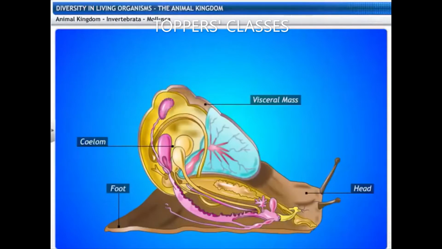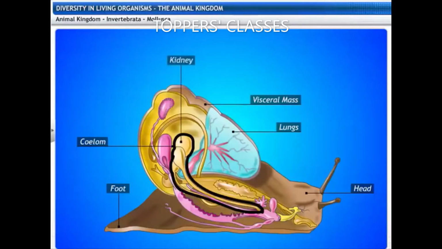Water mollusks breathe through gills, while land mollusks have lungs, and their circulatory systems are open. Excretion in the Mollusca phylum is carried out by kidney-like organs.